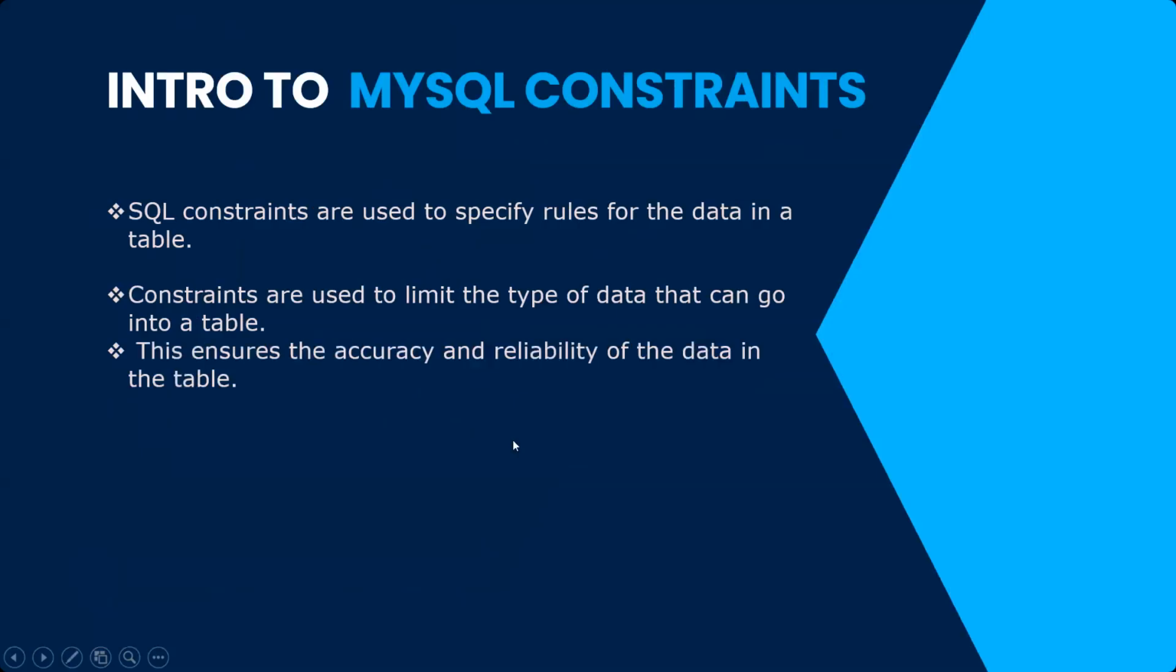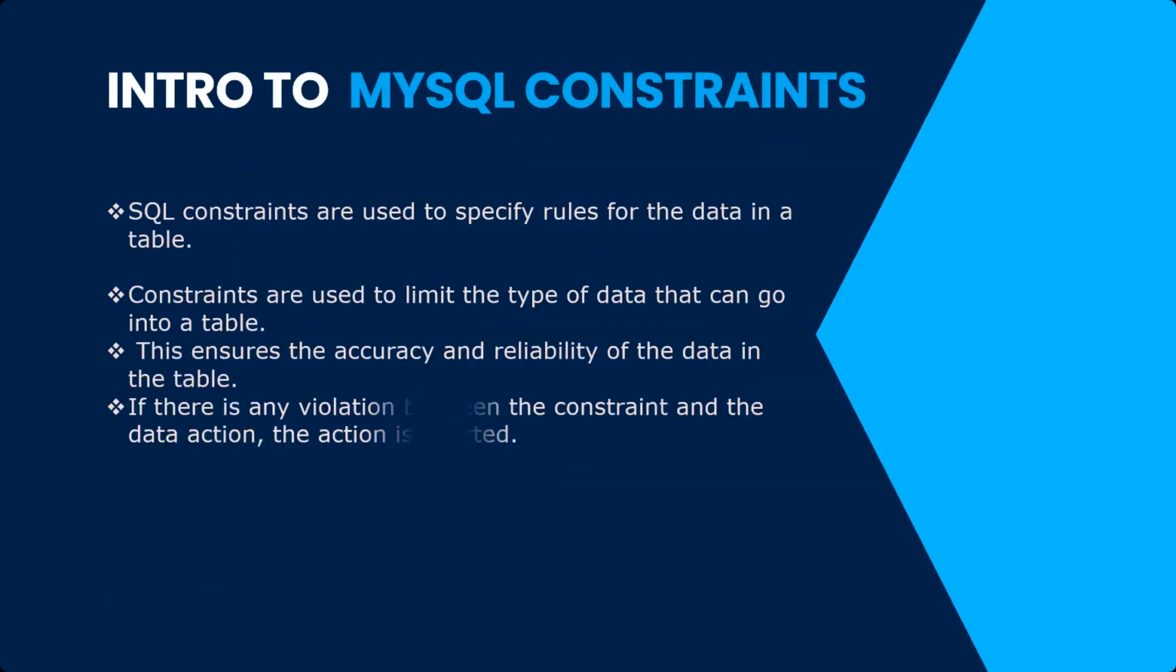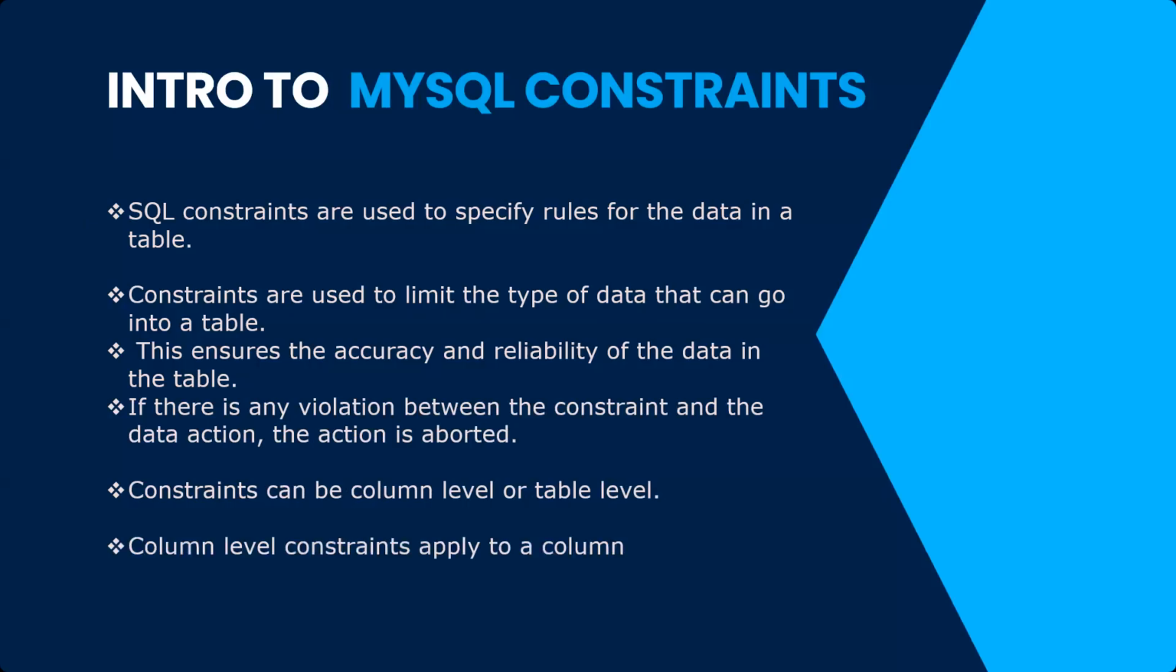This ensures the accuracy and reliability of the data in the table. If you follow the integrity constraints, the accuracy and reliability of the data in the table will be higher. If there is any violation between the constraint and the data, the action will simply be aborted or discarded. The constraints will be applied at the column level or a table level. Column level constraints apply to the column, and table level constraints apply to the whole table.